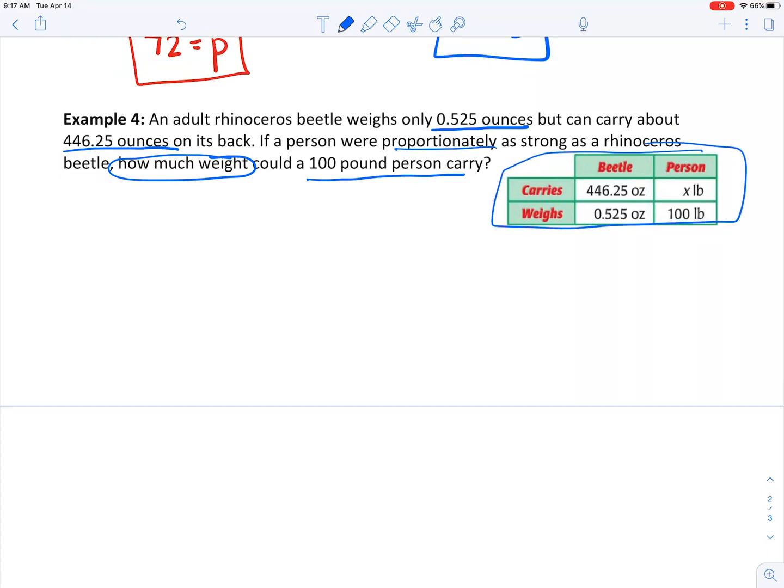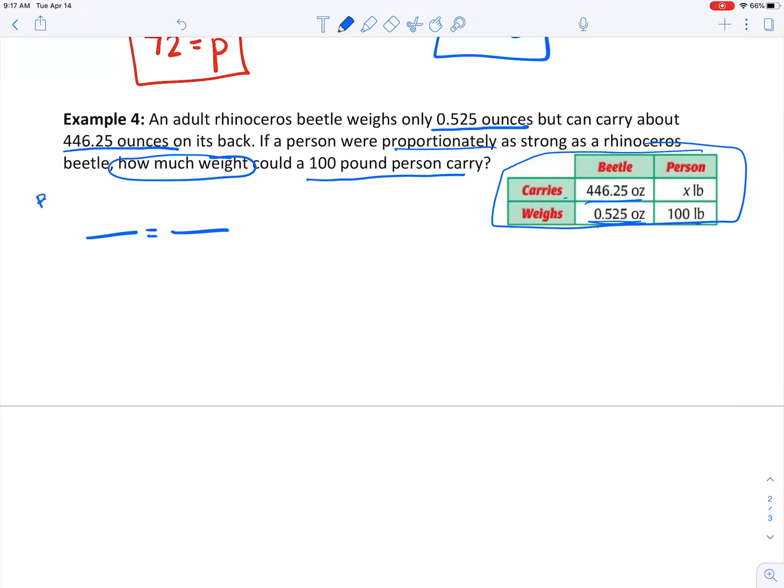Okay, and it actually gives me this in a chart right over here. It says the beetle can carry 446.25 ounces compared to a person that can only carry X ounces. The beetle weighs 0.525 ounces compared to a person that weighs 100 pounds. So I'm going to go ahead and set up a proportion. Keep in mind that this lesson is all about proportions. So if I have a word problem, that's a huge hint that it's probably going to be a proportion.